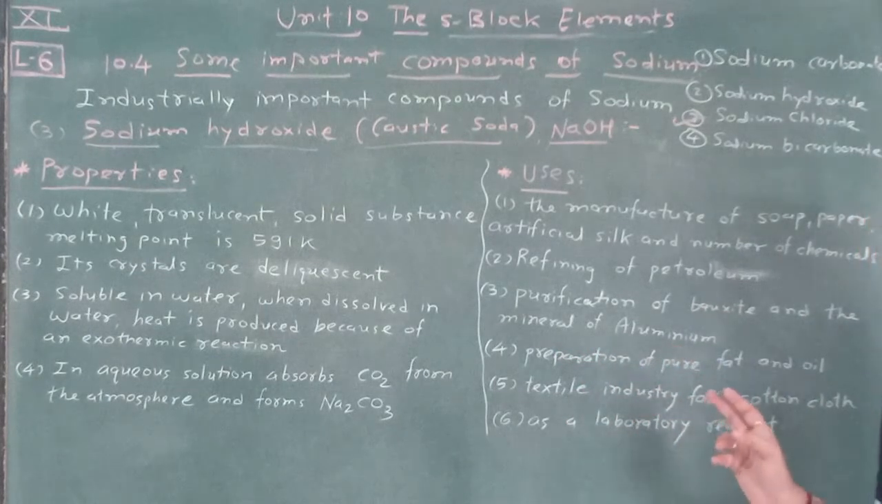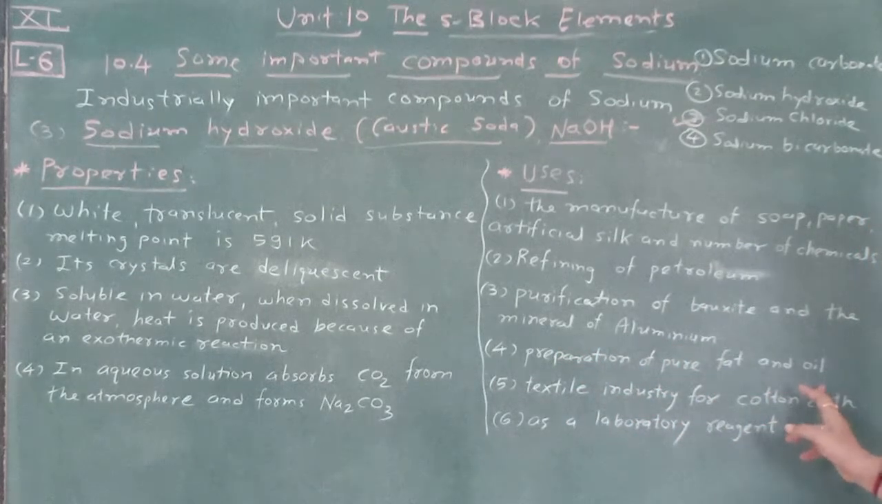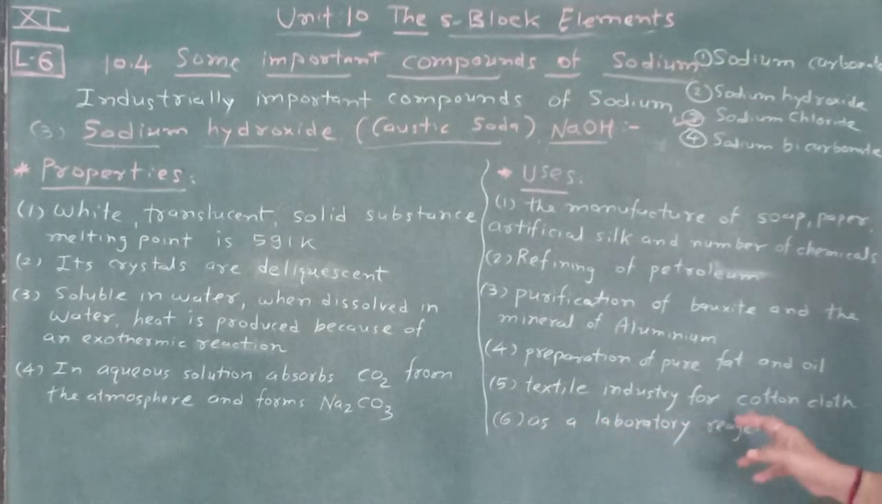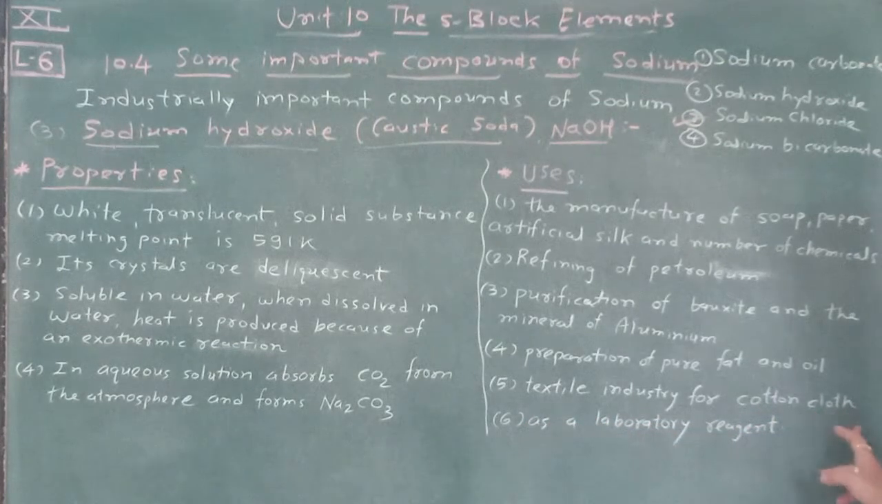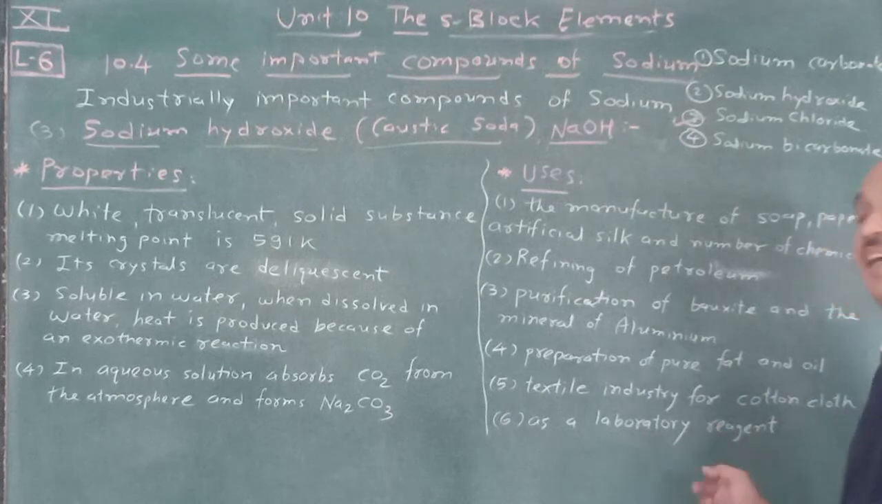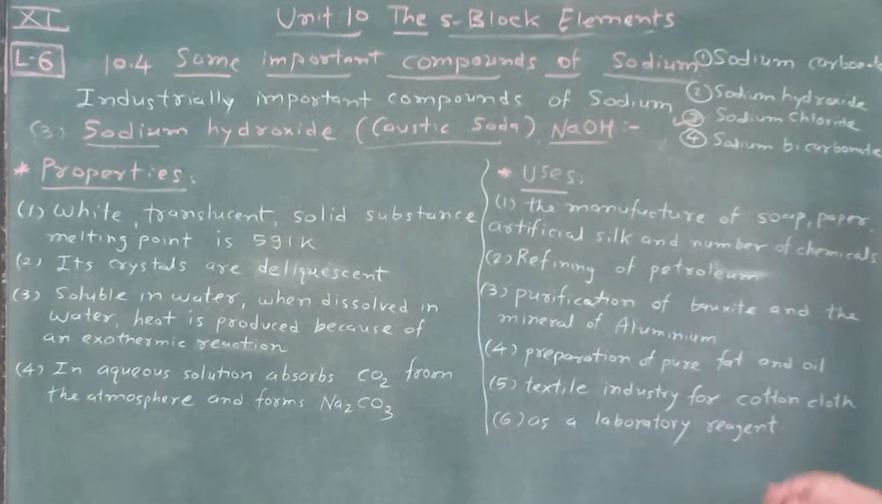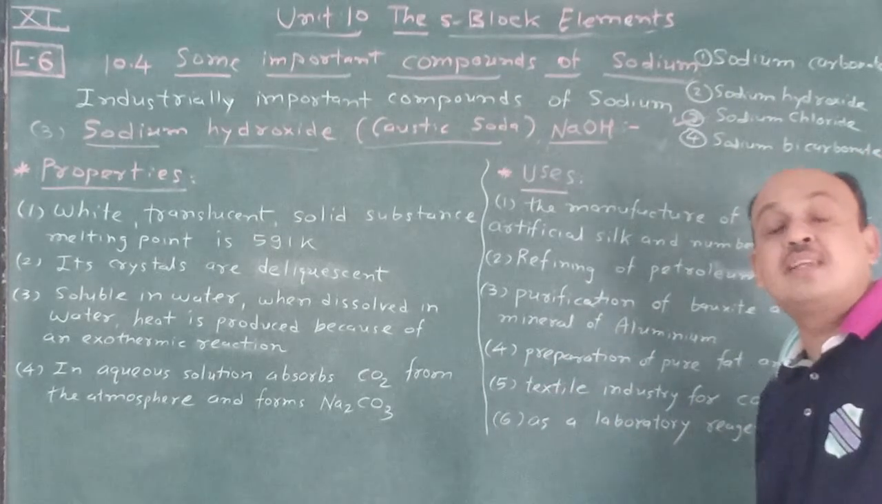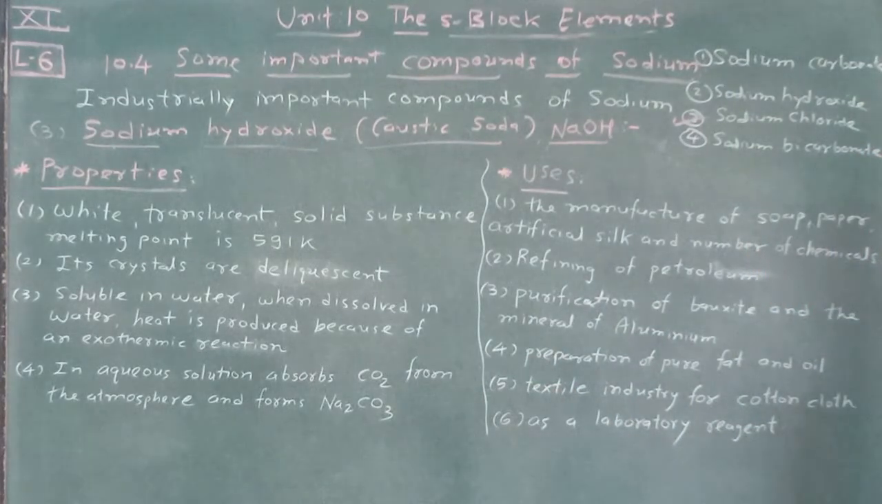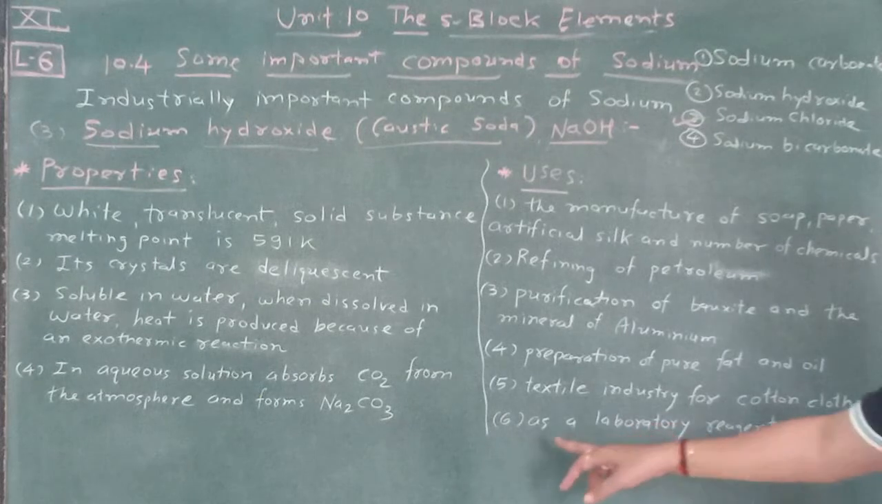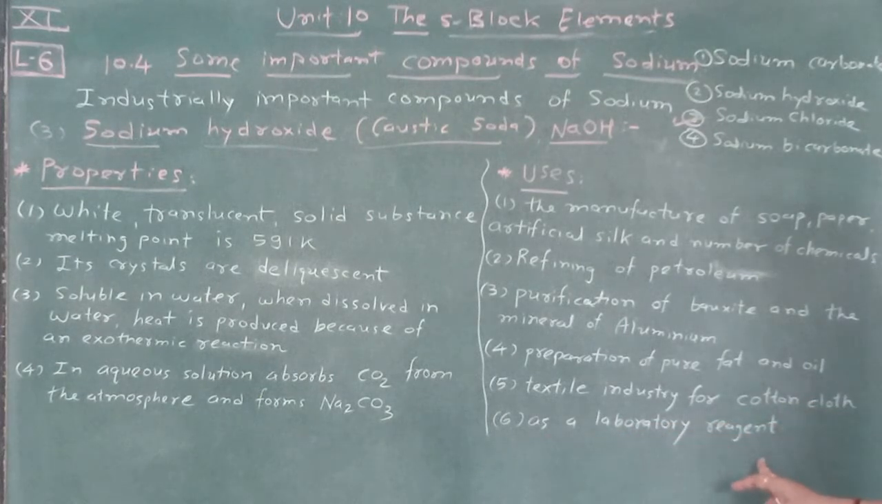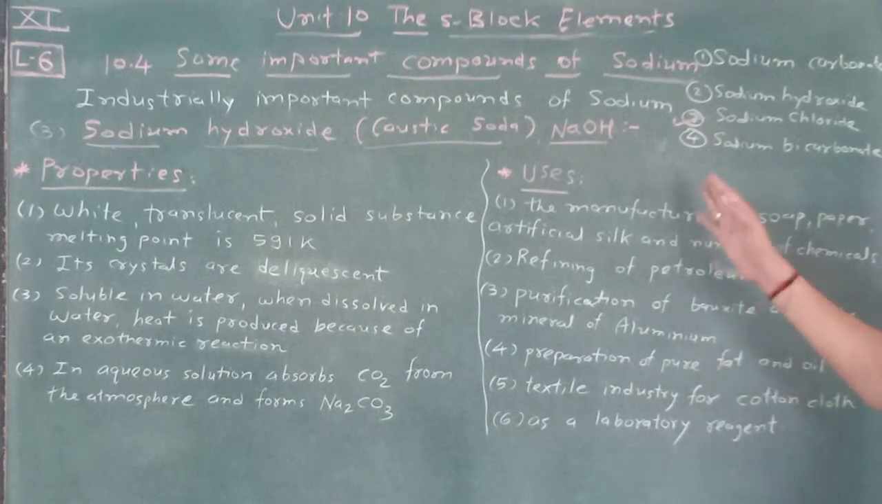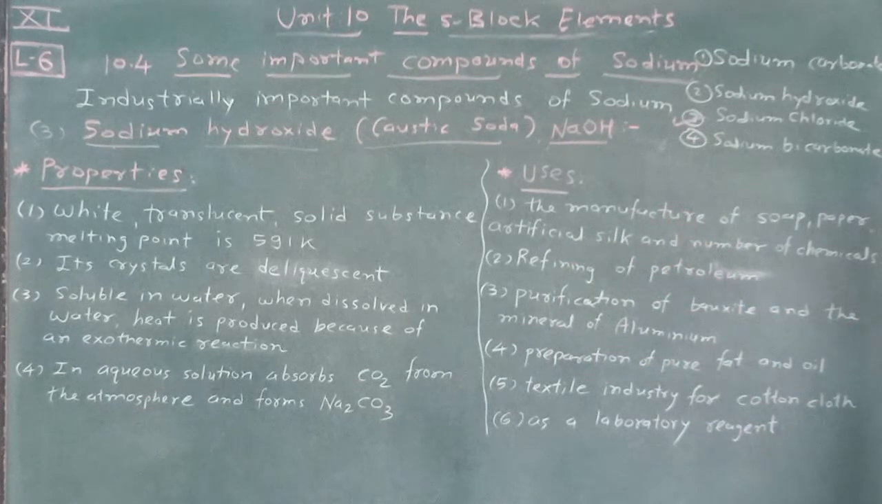Fourth one, preparation of pure fat and oil. Fifth one, textile industry for cotton clothes. This is very, very important. And sixth one, as a laboratory reagent. Each and every chemical, you know, is used as a laboratory reagent. So sodium hydroxide is also used as a laboratory reagent for a basic medium. So it's very important. So write down these properties and uses from your textbook.